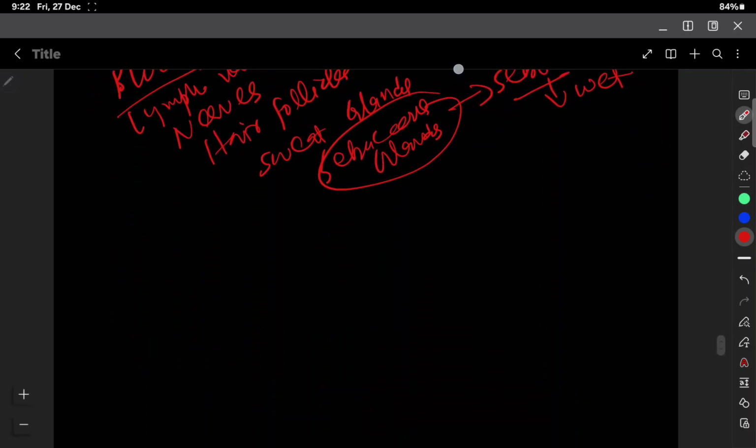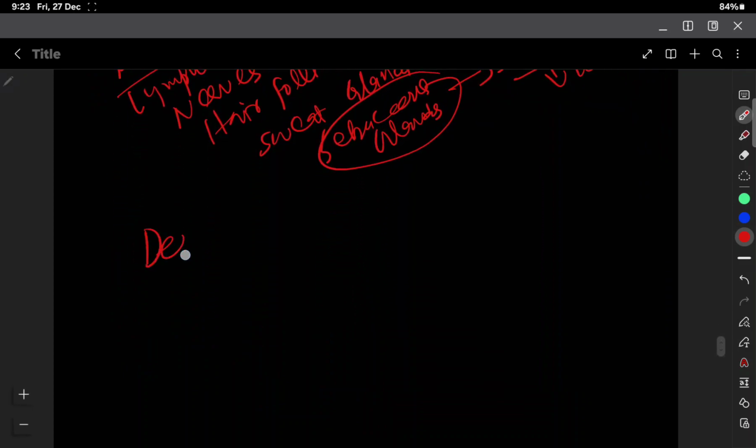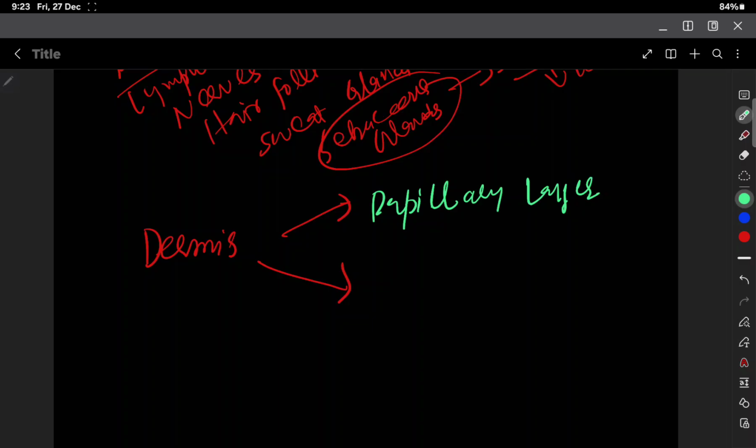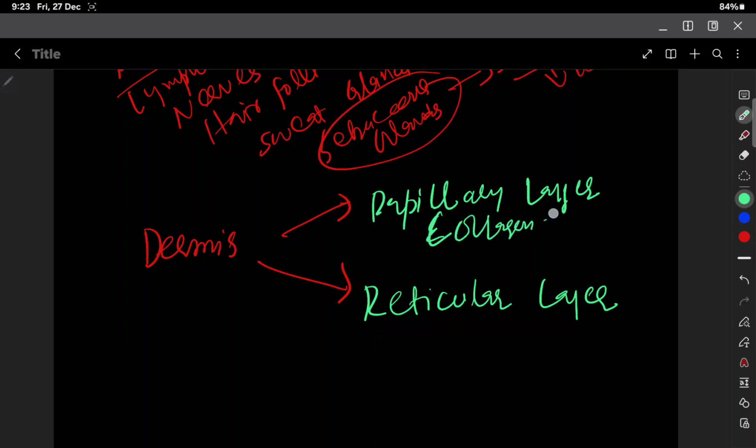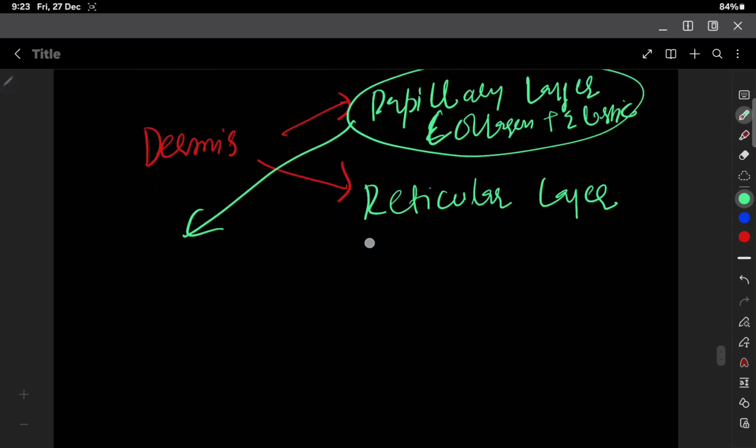Okay, now dermis mainly has two layers. We have mentioned one, but actually it has two layers. The first one is called the papillary layer, and the second one is called the reticular layer. Now this papillary layer contains collagen and elastic fibers. Or you can say in the papillary layer there is presence of fibroblasts.